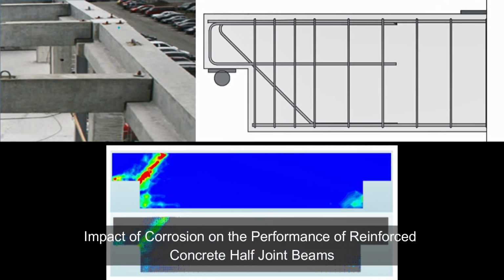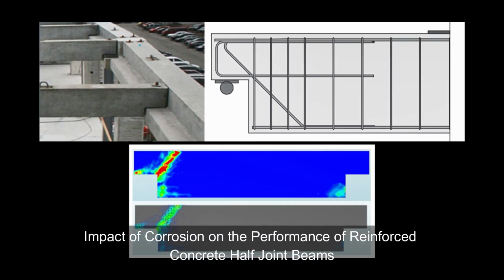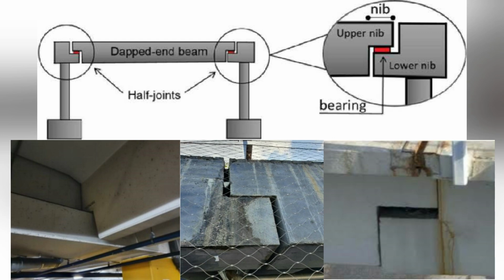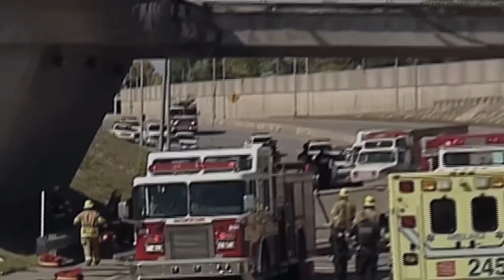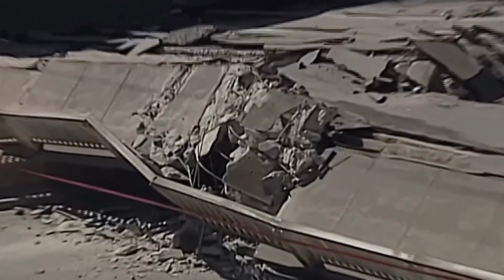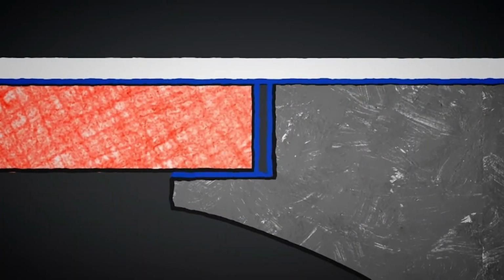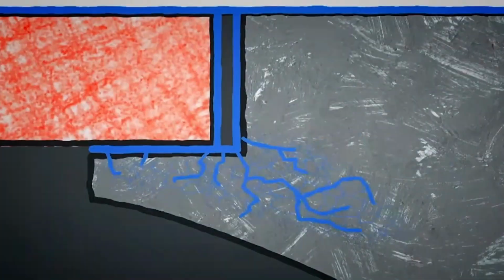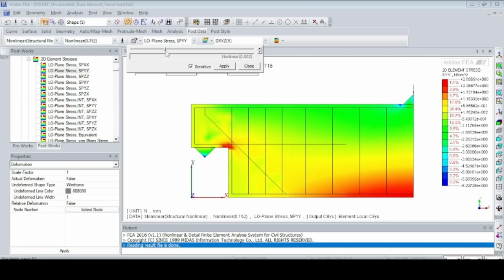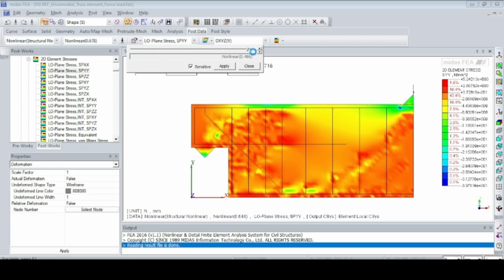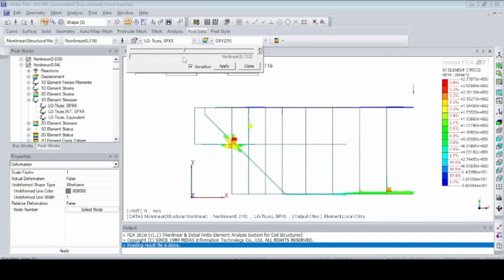Half-joint beams, known as dapped end beams, feature reduced depth at the beam's ends to facilitate support. The reinforcement corrosion at the nib area has affected the half-joint beam strength significantly. Due to that, several bridge collapses have been reported over the past few decades in several countries. The saltwater intrusion due to de-icing salts is the major source of corrosion. With the help of a non-linear finite element model, the behavior of the half-joint beams affected by corrosion has been investigated.